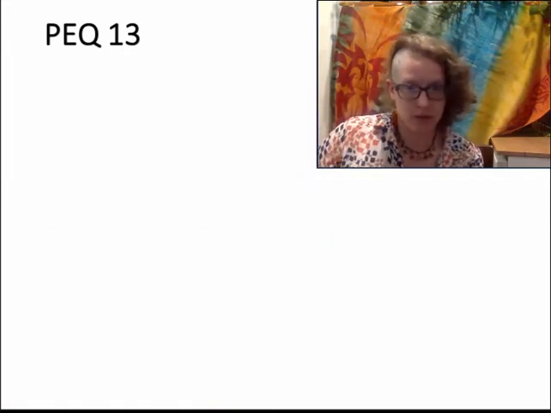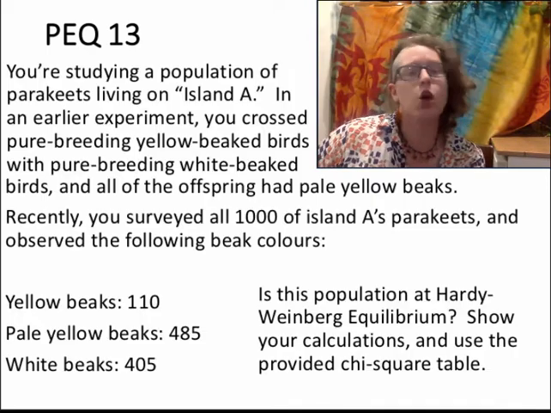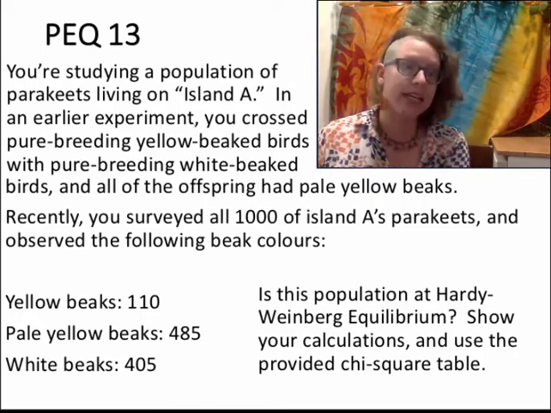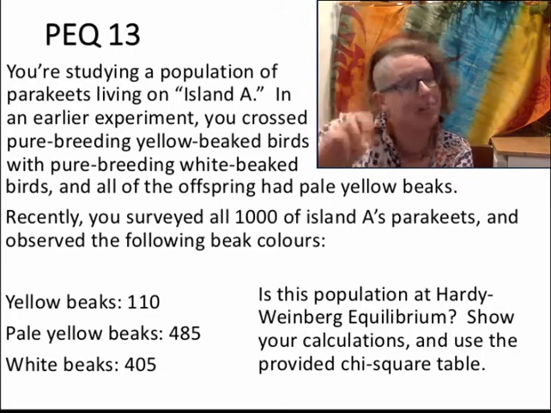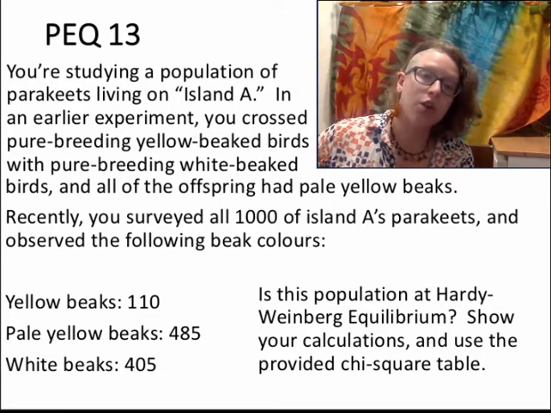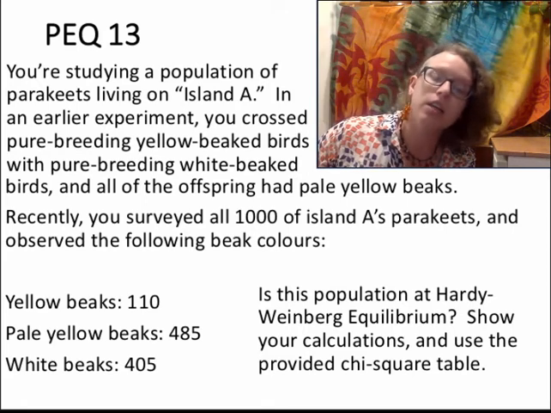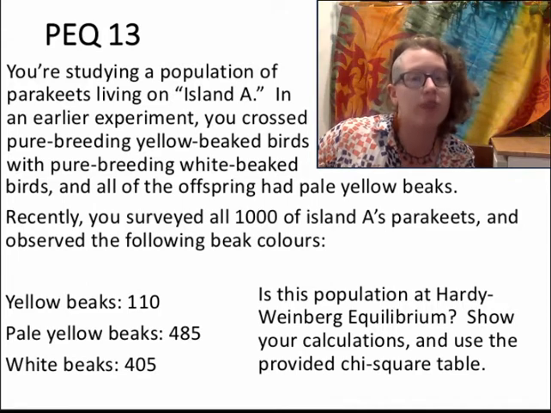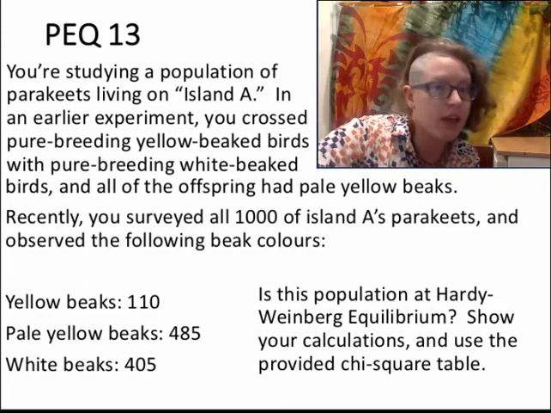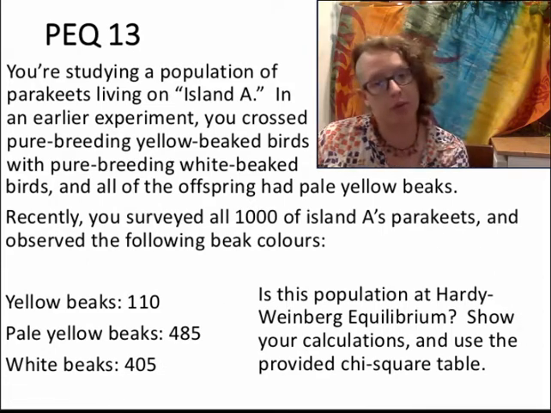Okay, here we go. PEQ 13. I'm going to tear this thing apart. This is the whole question. Are you ready? You're studying a population of parakeets living on Island A. In an earlier experiment, you crossed pure-breeding yellow-beaked birds with pure-breeding white-beaked birds, and all of the offspring had pale yellow beaks. Recently, you surveyed all 1,000 of Island A's parakeets and observed the following beak colors. Is this population at Hardy-Weinberg equilibrium?